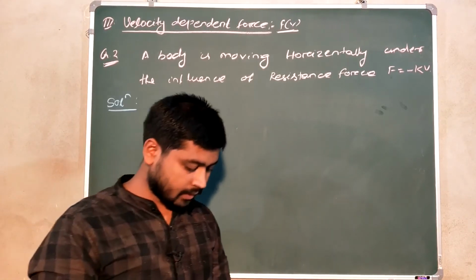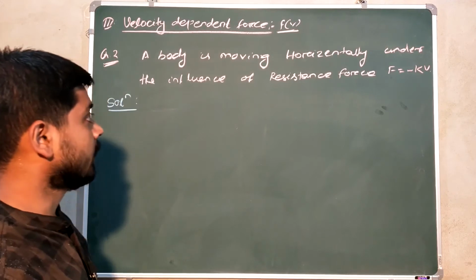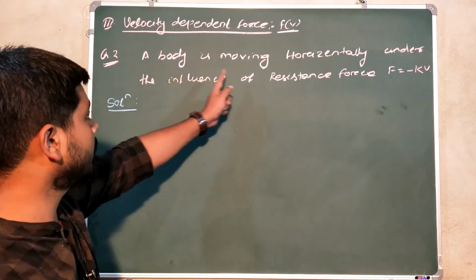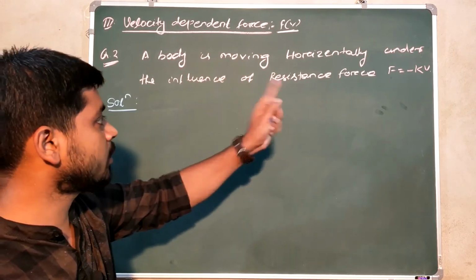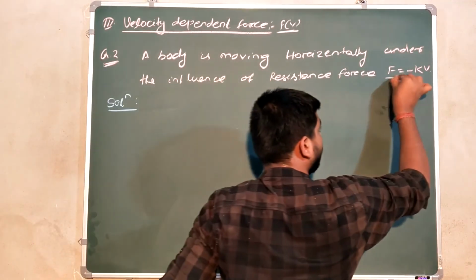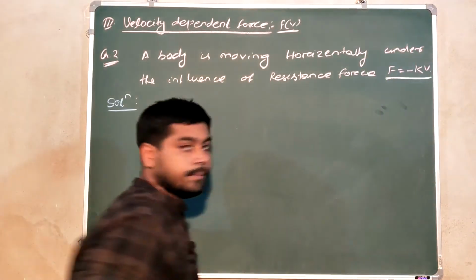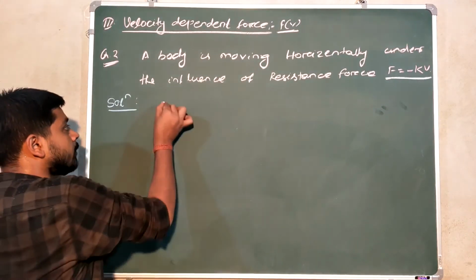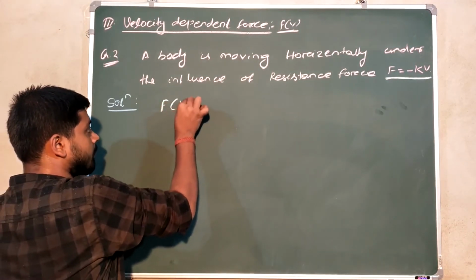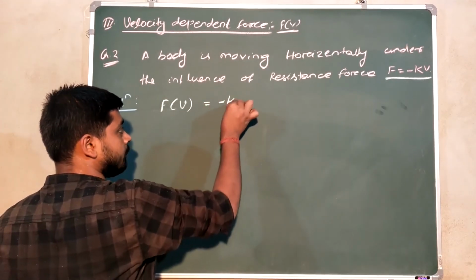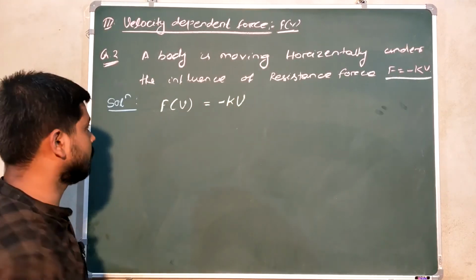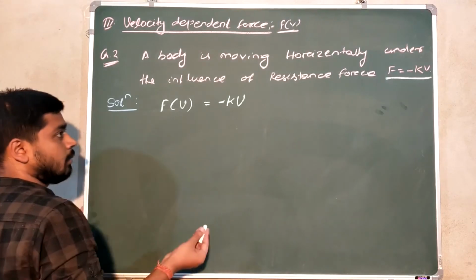First of all, we have to underline the given thing. What is given here in this problem? A body is moving horizontally under the influence of resistance force F equal to minus kV. Only the force is given here. Write down F of V equal to minus kV. Yes or no? Then just see here how you solve this.